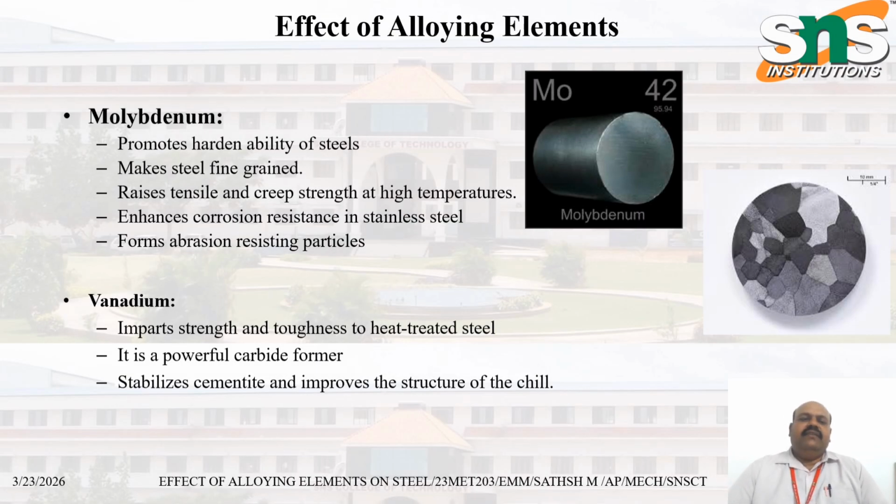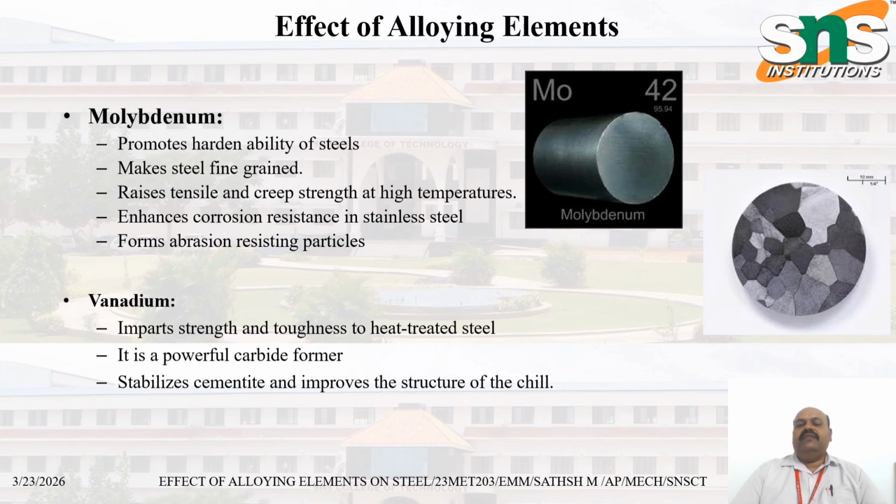Let us see one of the important alloying elements, that is molybdenum. It promotes hardenability of steels, makes steel fine-grained, and raises tensile and creep strength at high temperatures. As we have seen, creep and fatigue is one of the major issues in withstanding high temperatures for a long time. So it raises tensile and creep strength at high temperatures and enhances corrosion resistance in stainless steel.